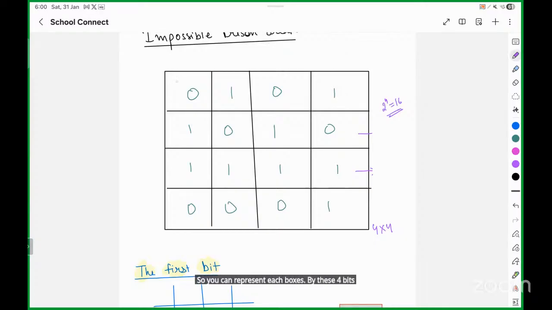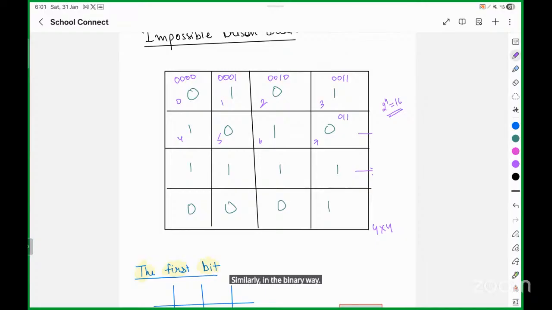So you can represent box 1 as 0001, then 0010, and 0011. Similarly, you can express all the other boxes this way, so you have given a binary number to every box. This is box 0, box 1, box 2, box 3, box 4, box 5, box 6 in decimal, and you can write the same in binary.